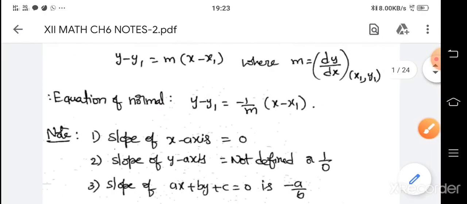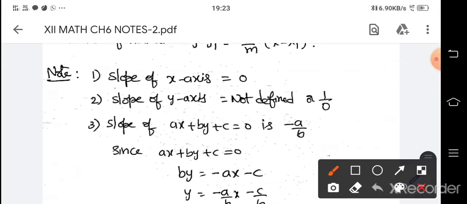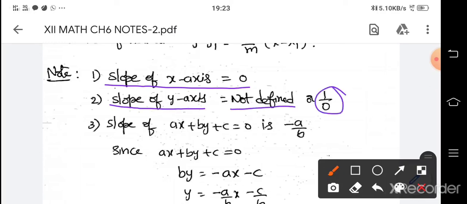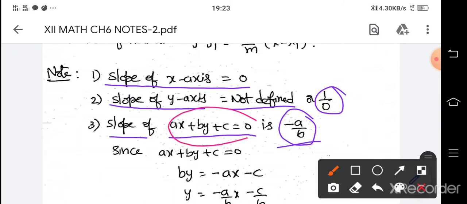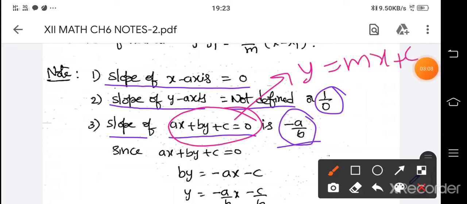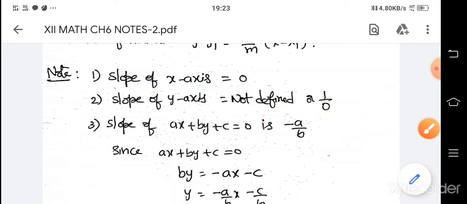Okay, next. Certain things from 11th standard, you should remember. Slope of the x-axis is 0. Slope of the y-axis, you can take as not defined, or 1 by 0 for convenient purposes. Slope of ax plus by plus c is minus a by b. You can treat it as minus a by b, or convert this equation into y is equal to mx plus c format, so that m will be the slope. Slope of tangent and slope of normal, I explained already.